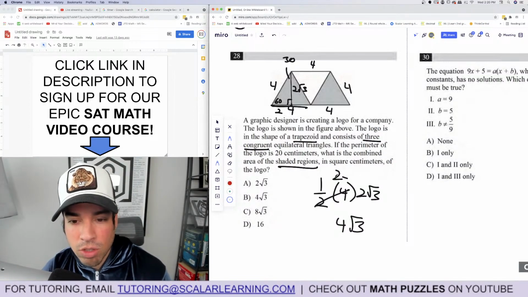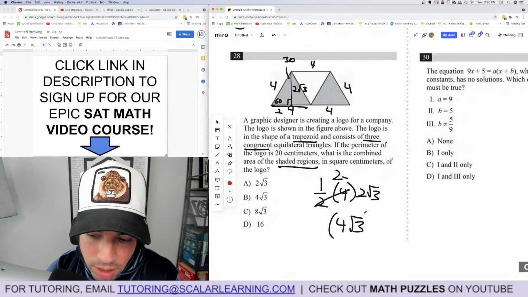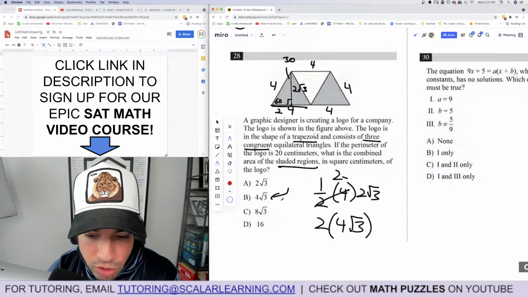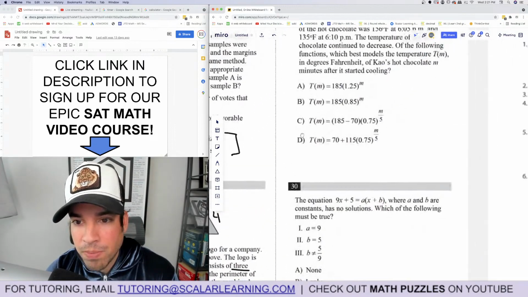But that's not the answer, because that's just one triangle. We want the combined area of the shaded regions. So I have to double this, and look, they even put that answer there. I bet you a lot of people accidentally choose it, unfortunately. C is the winner. Done.